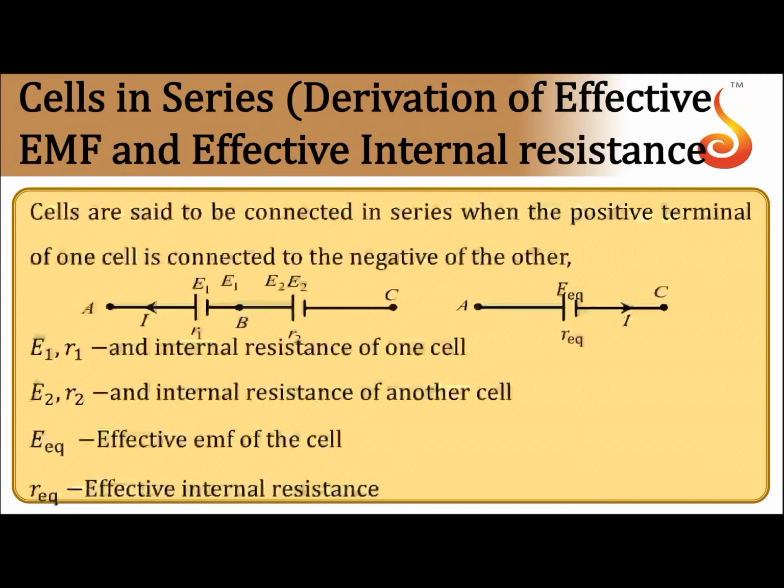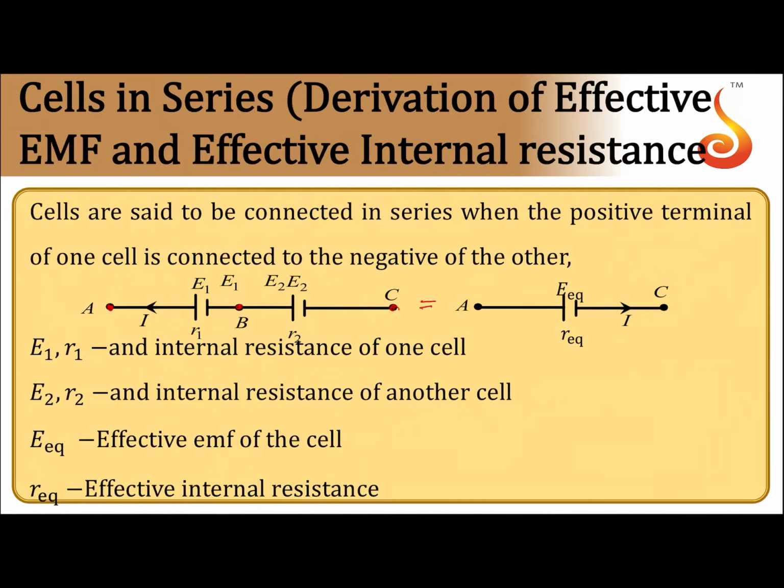So let us consider two cells with EMFs E1 and E2, internal resistances R1 and R2. They are connected such that they drive current in the same direction. So let us say A and B are the ends of the first cell, B and C are the ends of the second cell.